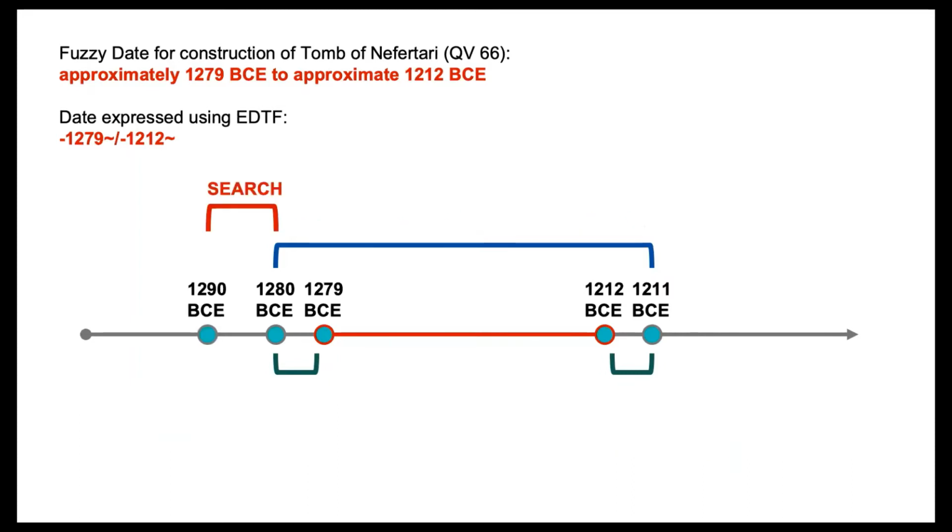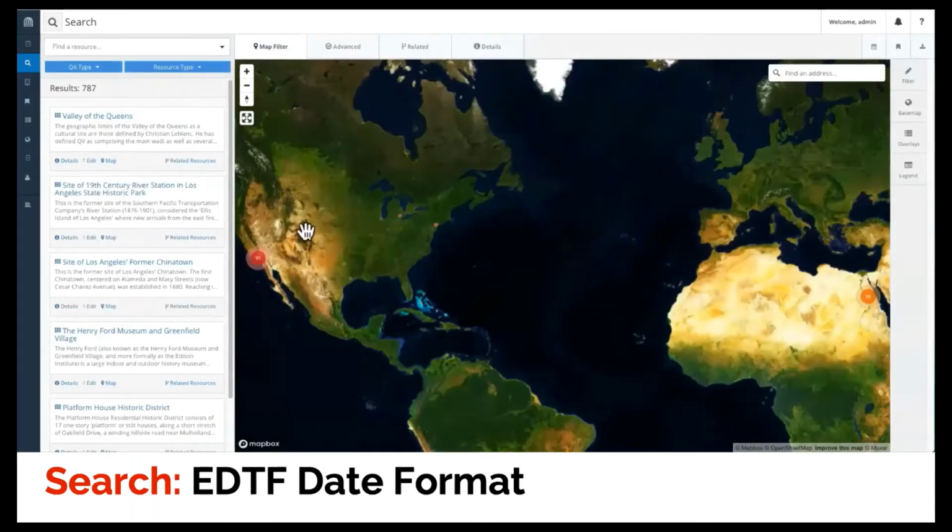So if we were to search for tombs, or just to run a search for tombs built between 1290 BCE to 1280 BCE, the tomb of Nefertari would still be returned because Arches can account for the fuzziness or uncertainty of the date based on the parameters we've set. Let's run that search very quickly and see the result.